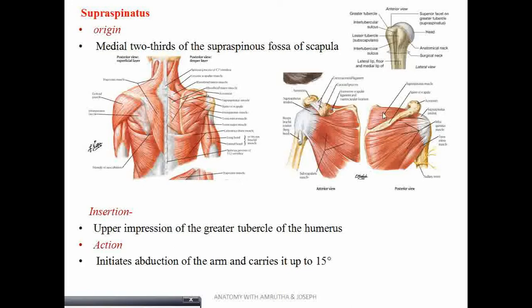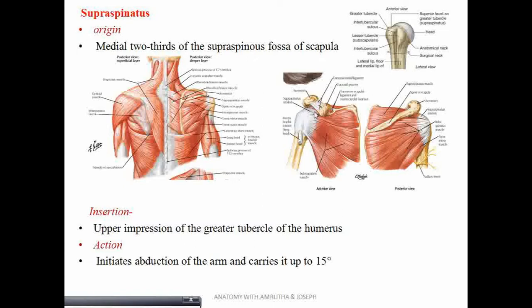Insertion is to the upper impression of the greater tubercle of the humerus. So the greater tubercle has three impressions. Greater tubercle is here, upper impression. So the supraspinatus is inserted to the upper impression of the greater tubercle of the humerus. It inserts in this way.